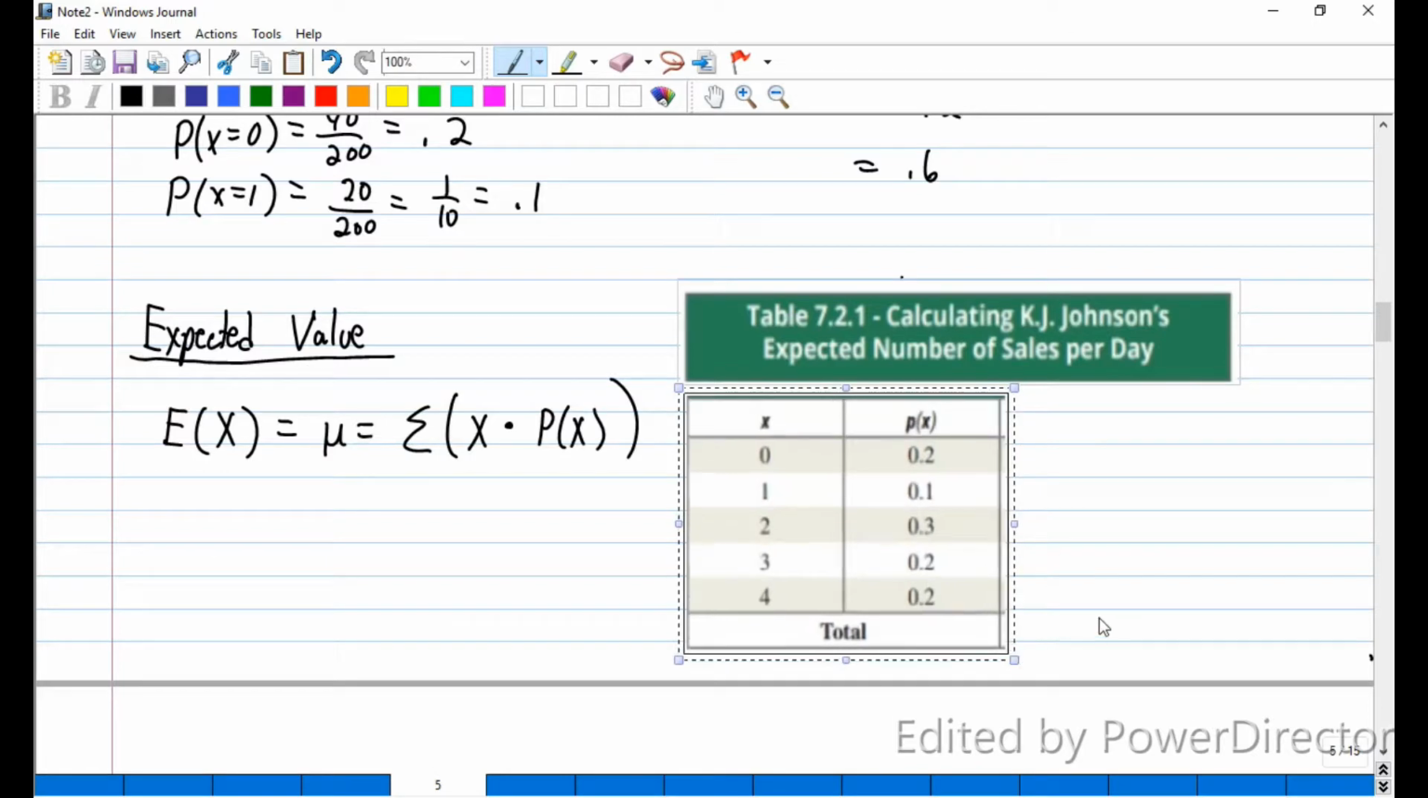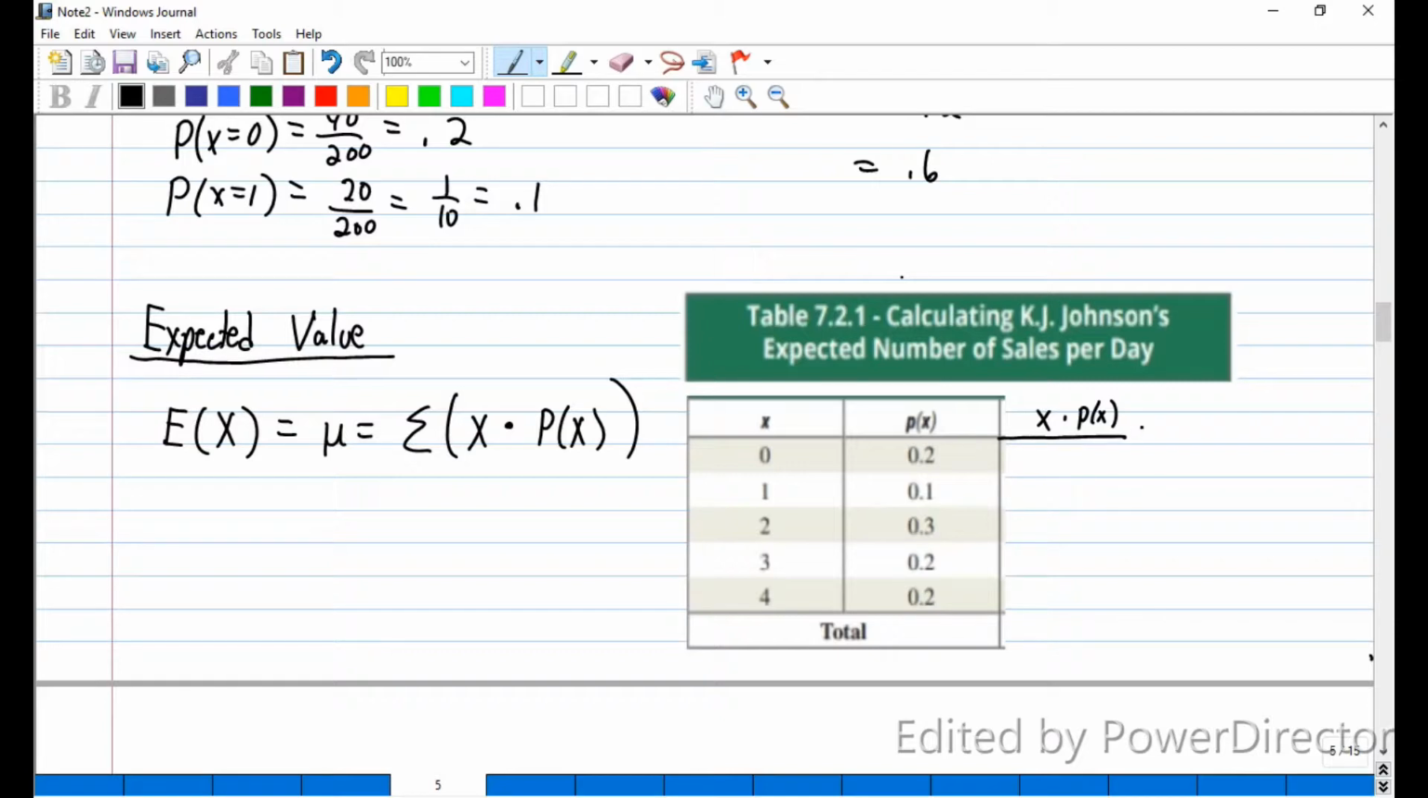All right, so this is the same data that we just looked at. So we have 0.2 as our probability for 0 sales, 0.1 for 1 sale, 0.3 for 2 sales, and so on and so forth. So what we want to do is make another column, x times p of x. Now this is in the PowerPoint, but I want to show you how you would do it if you don't have it given to you.